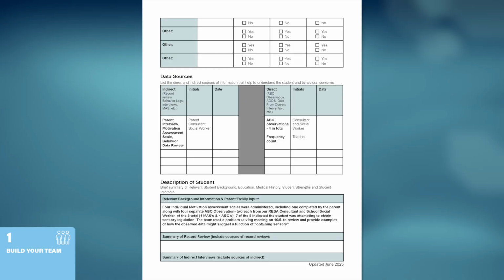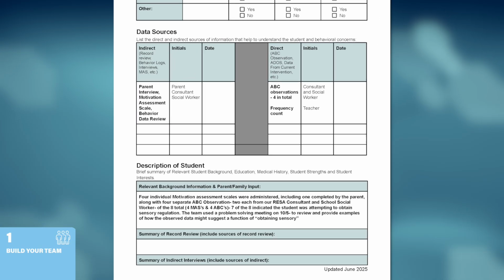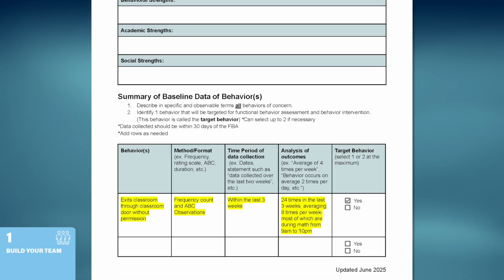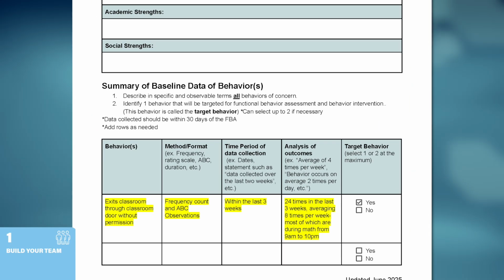So beginning with component number 1 of the TATE rubric, collecting input. Let me show you where that's found and what that might look like in an example functional behavior assessment. As we can see here, the section on page 2 labeled data sources, the following section labeled description of the student, and the third section, summary of baseline data, are all the areas where this can be found.